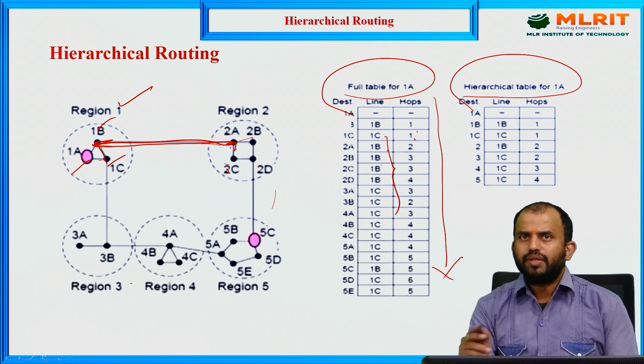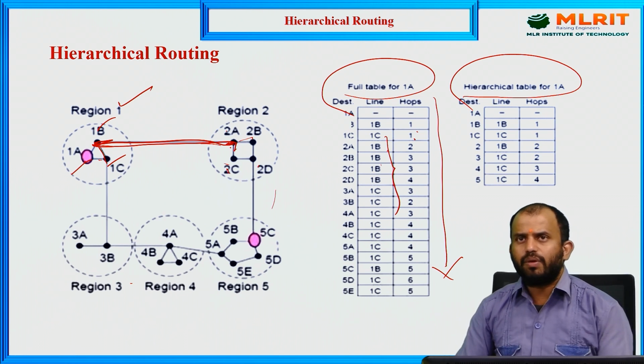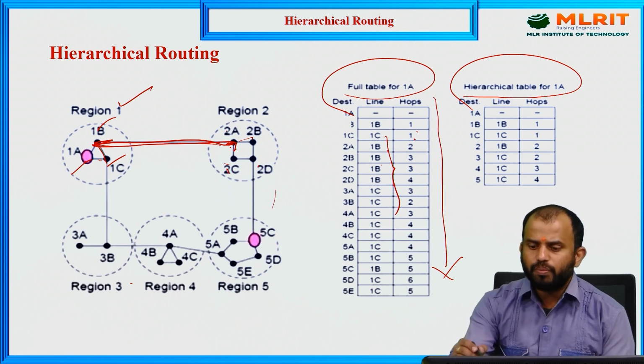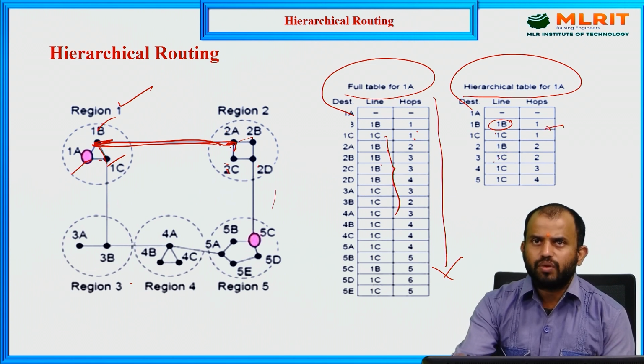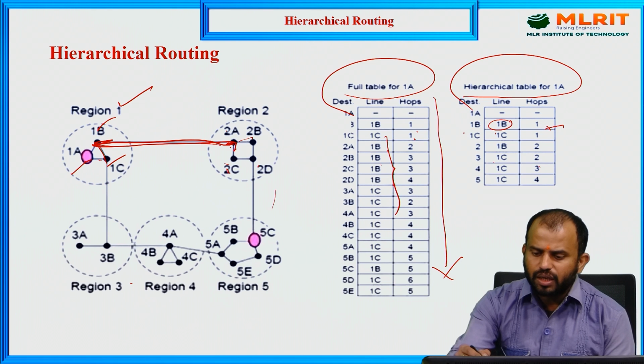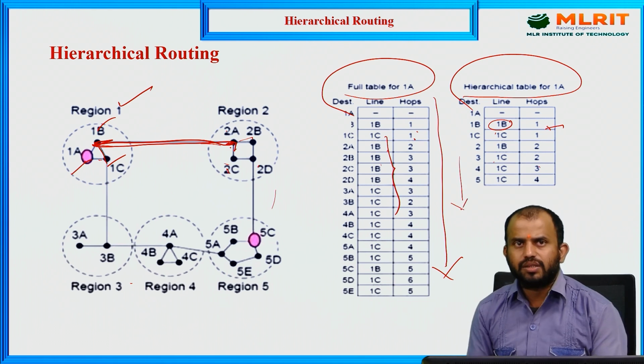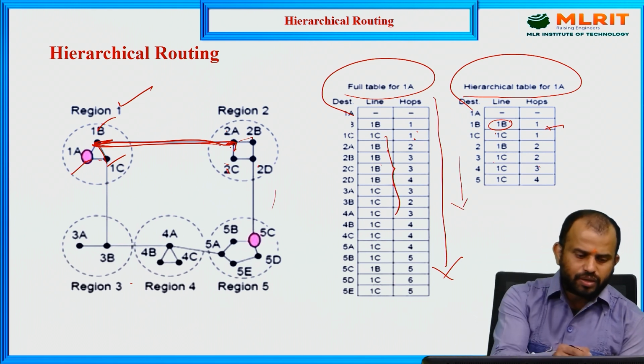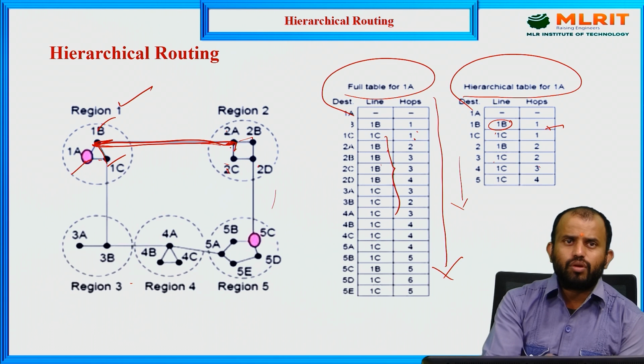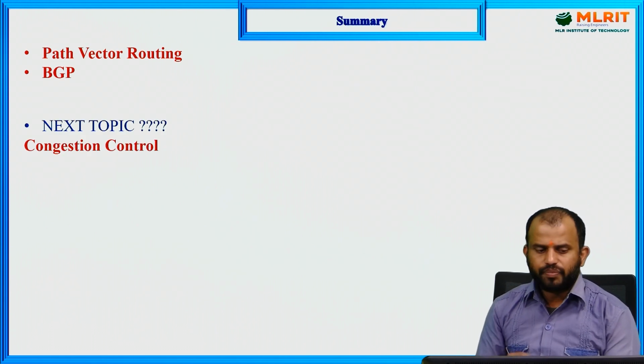When you compare the full table and the hierarchical table, we have to maintain the value: 1B information sent to 1C, the distance is 1. Similarly, 1B to 1C, what is the distance? It is 2. Similarly, n number of hierarchical entries are there. Information is transmitted from 1C to 3B, as n number of nodal connections or regional connections are there. That we call hierarchical routing.